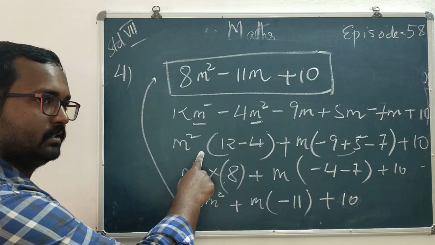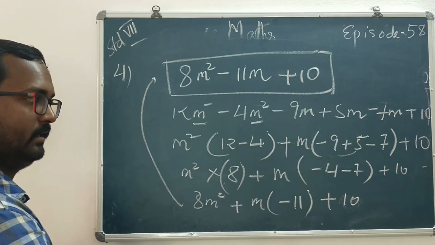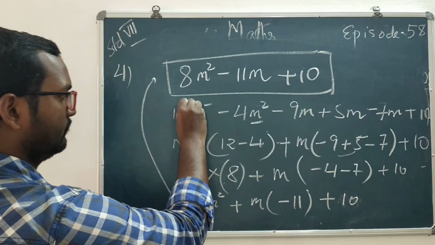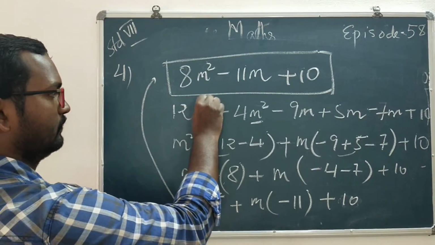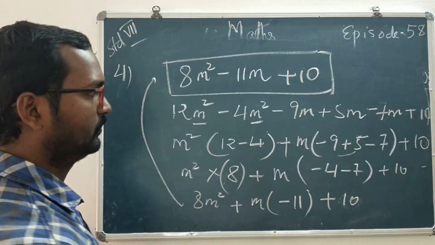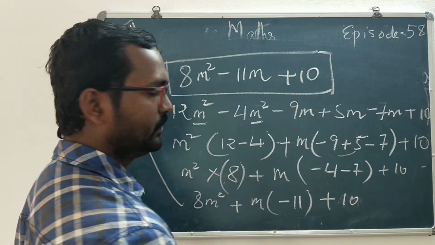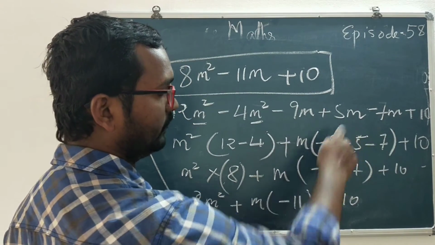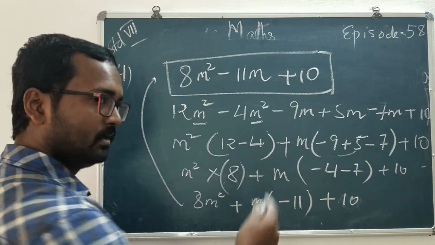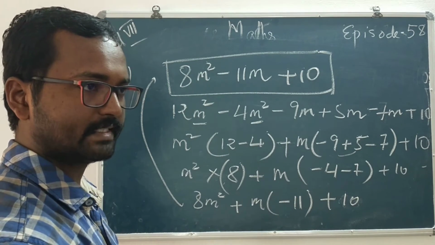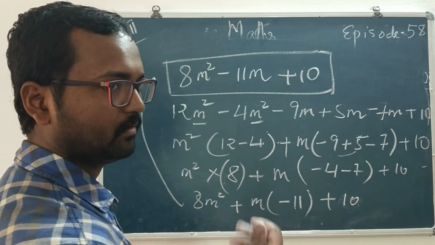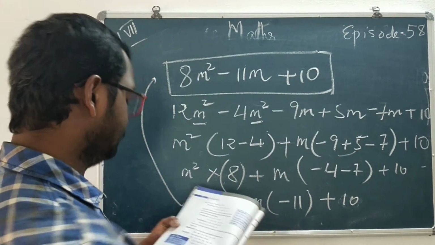Here, instead of taking common outside, you can simply do addition or subtraction. So if you see here, 12m square minus 4m square, you can directly write 8m square also. That's not a problem. But when you do this, be careful, otherwise you will make some mistakes. Minus 9m plus 5m gives minus 4m. Minus 4m and minus 7m gives minus 11m. So if you solve that way also, it's much faster. But if you make mistakes with the signs, then you will get a wrong answer.